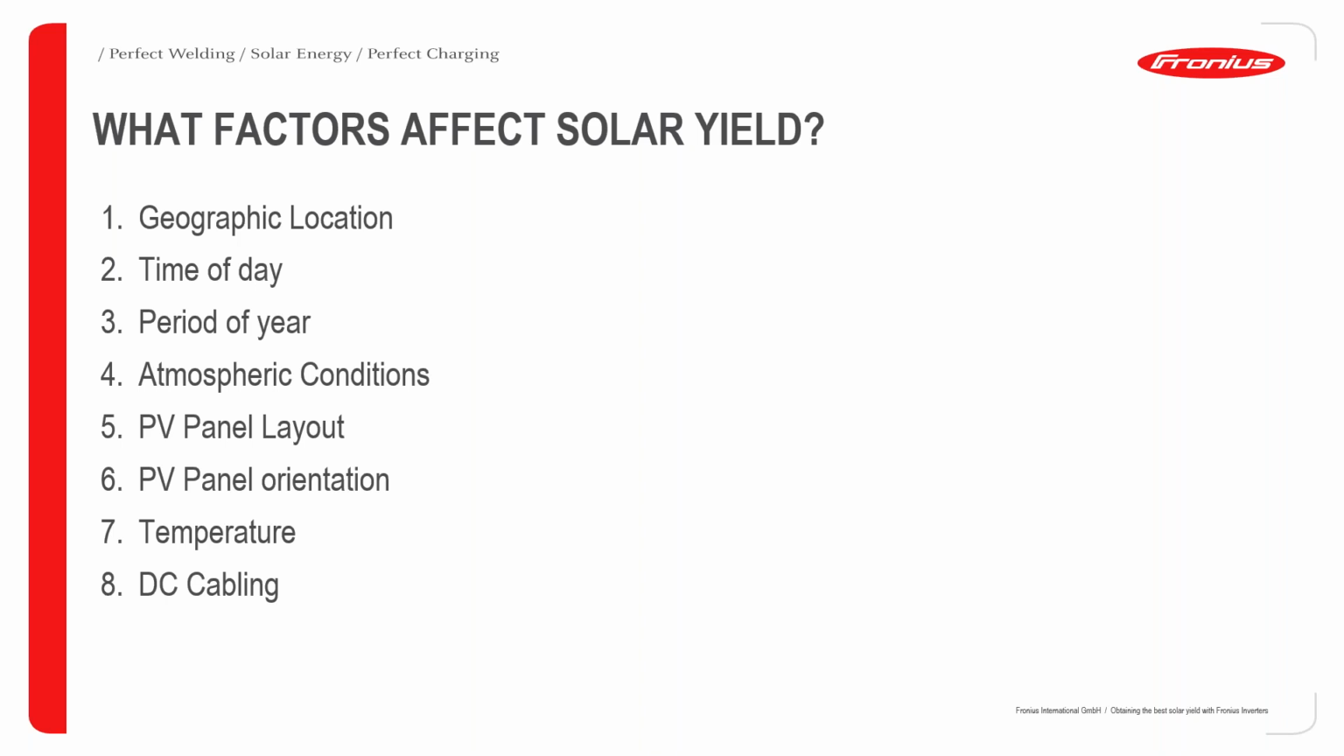But even as we have pointed out these 8 main factors, the first four here are basically natural factors. And then the other 4 are factors that can be improved upon or worked on in order to derive the best yield from solar panels. So in this presentation, we shall be focusing on these 4 factors, starting of course with the PV panel layout.